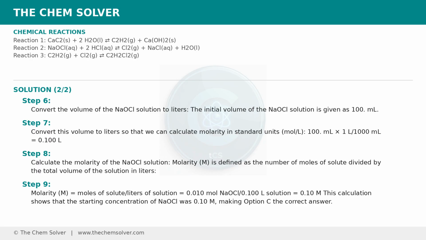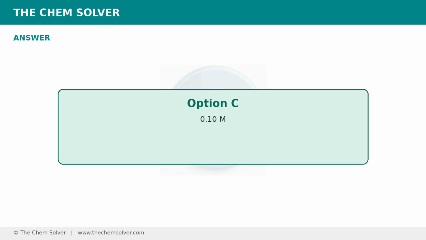This calculation shows that the starting concentration of NaOCl was 0.10 molar, making option C the correct answer. The correct answer is option C, 0.10 molar.